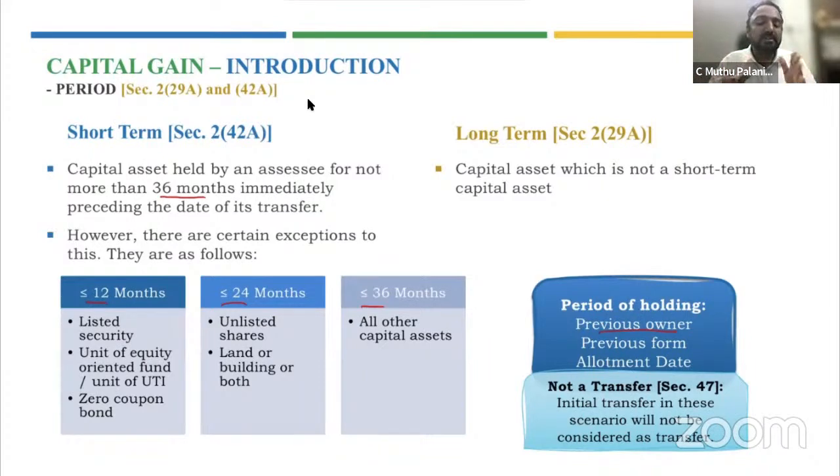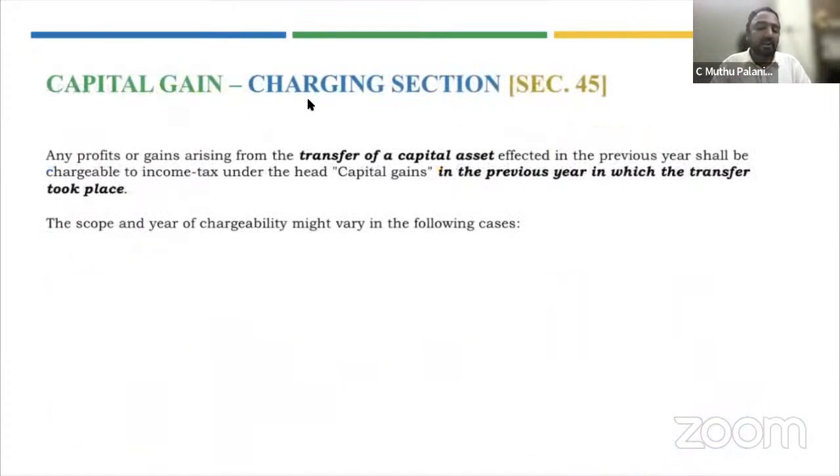So you have to remember only 3 key points: previous owner, previous form, allotment date. It's such a short way I'm telling you to remember. Your study material has n number of pages for this. Please remember, all of this will boil down to previous owner, previous form, allotment date. Initial transfer in these cases will not be regarded as transfer. So that is about period of holding.